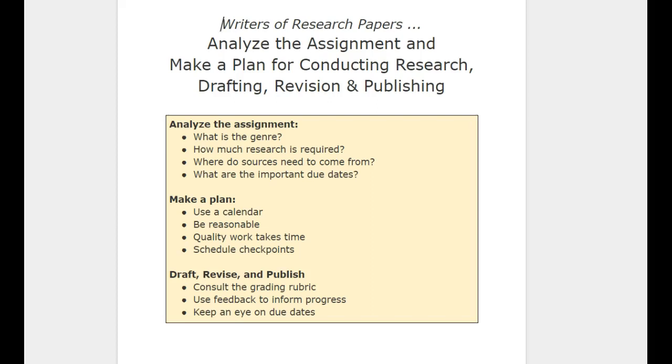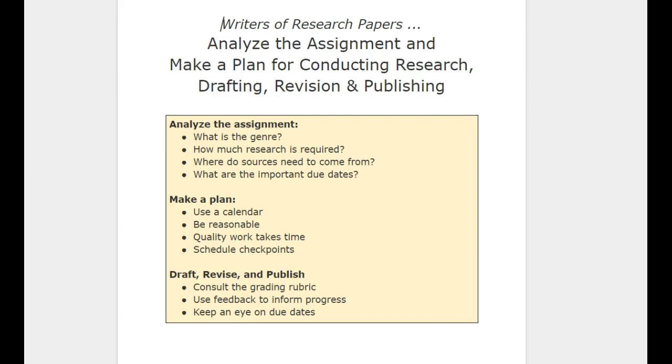The first thing we do is we ask ourselves, what is the genre that I'll be writing in? The next question that might come up is, how much research is required for me to find and use in my paper? A sub-question to that would be, where do these sources need to come from? Are there requirements for that? And then, most importantly, what are the important due dates for these assignments?